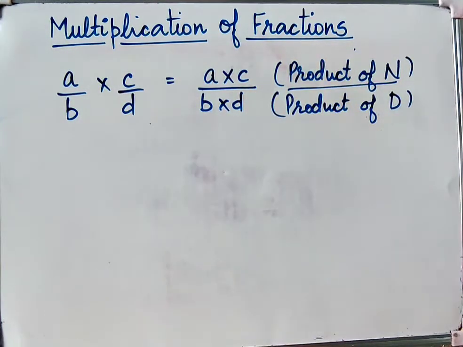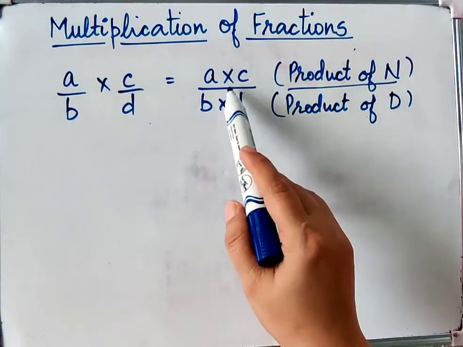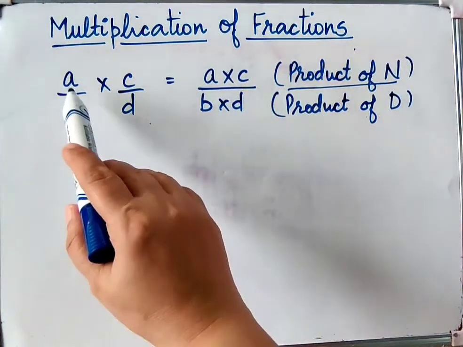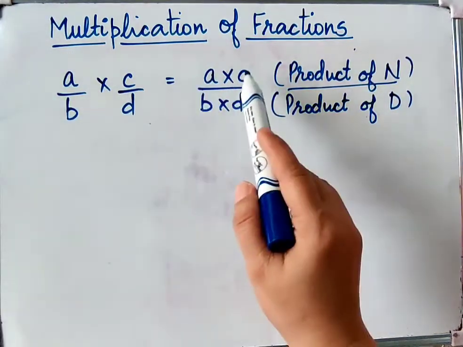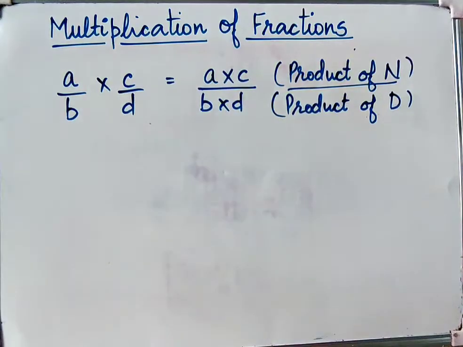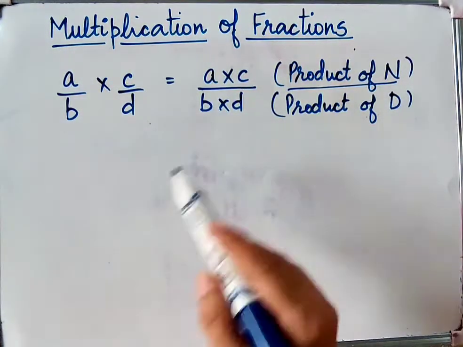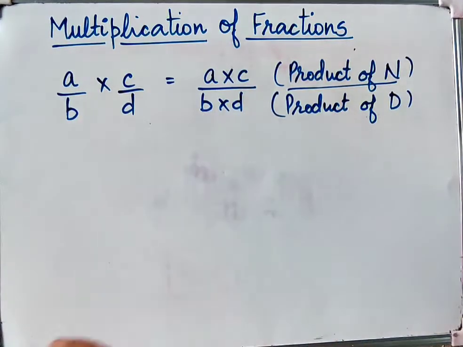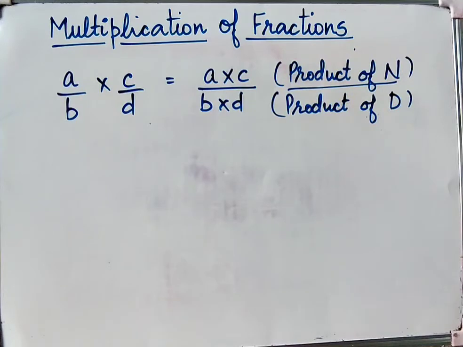So while multiplying a fraction by a fraction, we multiply the numerators. Here the numerator is A and the numerator of the second fraction is C. Therefore we will multiply A by C. Whole upon, we are going to multiply the denominators, that is B into D. And then we will change this to the lowest term if required.